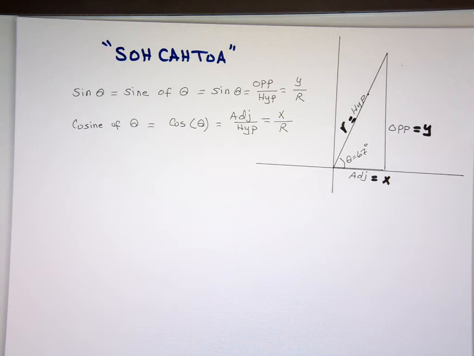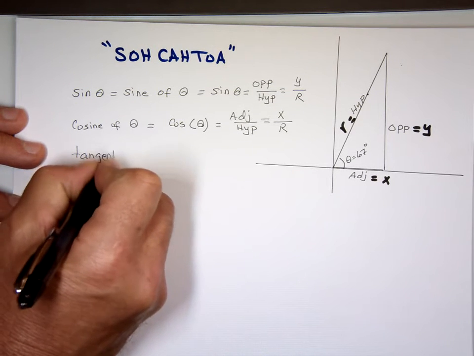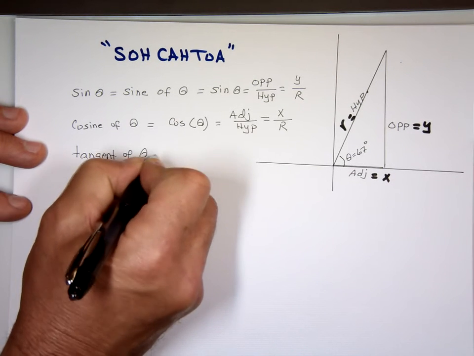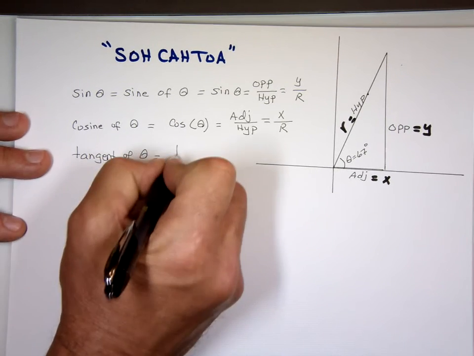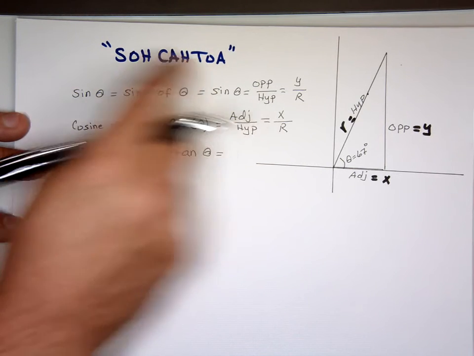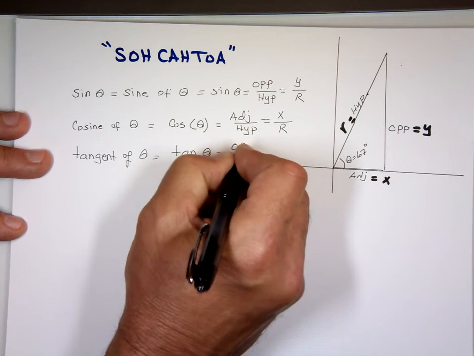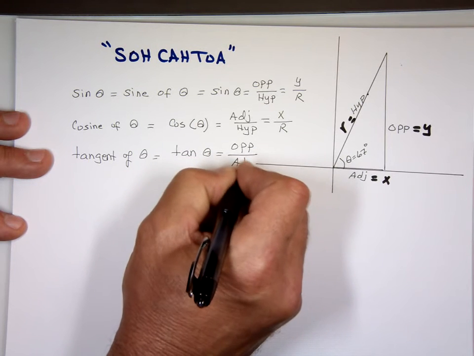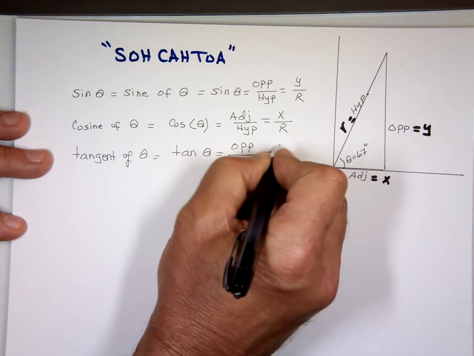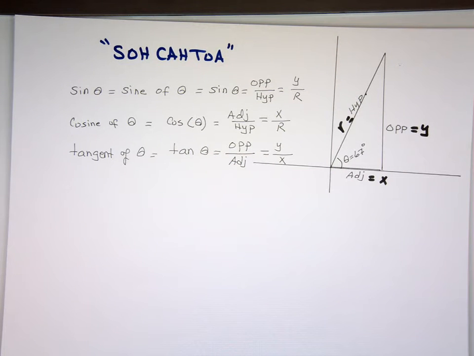The next one is the tangent of theta. The tangent, we use tan theta. And tangent, according to Sohcahtoa there, is opposite over adjacent. Opposite is what? Y. Adjacent is X.